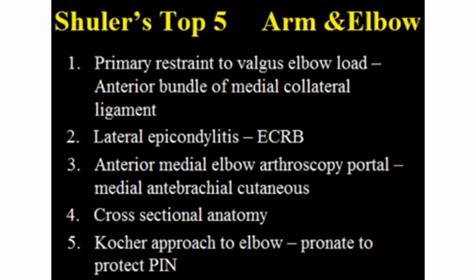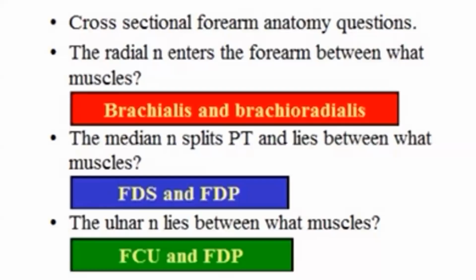Regarding the arm and elbow, the primary restraint of the valgus elbow load is the anterior bundle of the medial collateral ligament. This is well known. The anterior bundle. Lateral epicondylitis or tennis elbow involves the extensor carpi radialis brevis. The anteromedial elbow arthroscopy portal, medial antebrachial cutaneous nerve, cross-sectional anatomy, Kocher approach to the elbow: pronate and protect the posterior interosseous nerve.